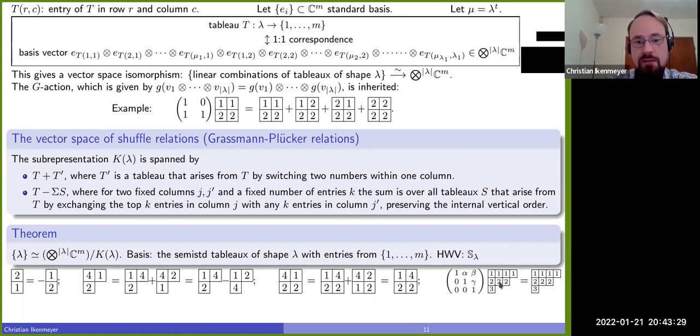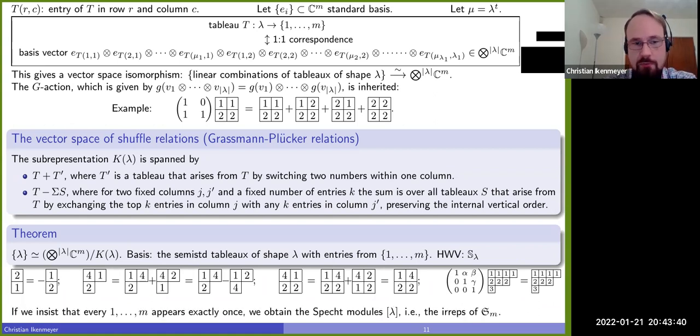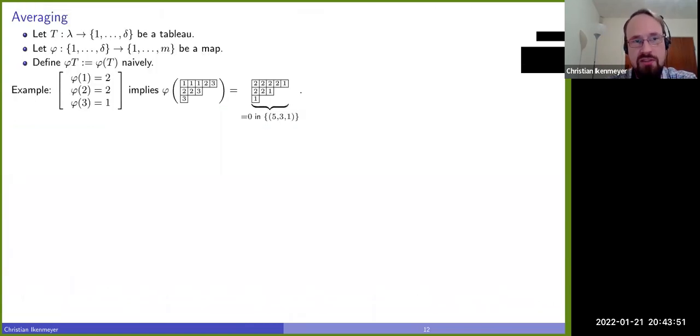Okay, and this is the type of way that you want to calculate with the tableaux, and this is completely well defined now, and you could implement this, right? No problem. Now, if every number appears exactly once, then you actually get the Specht modules, those are the irreducibles of S_m. Just saying.